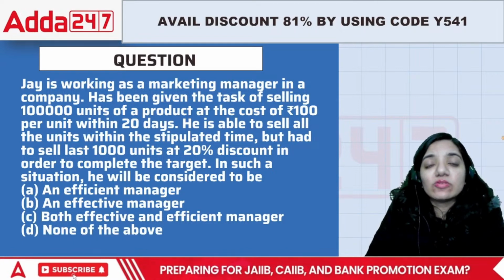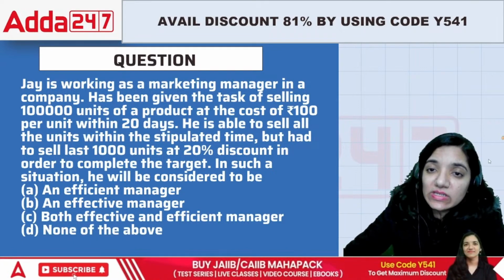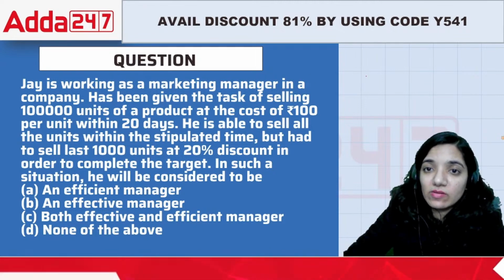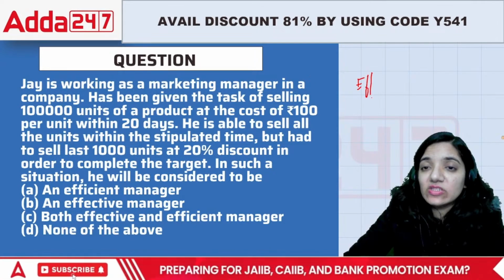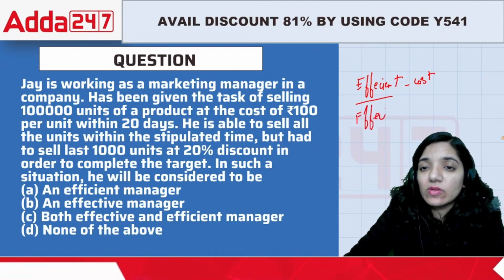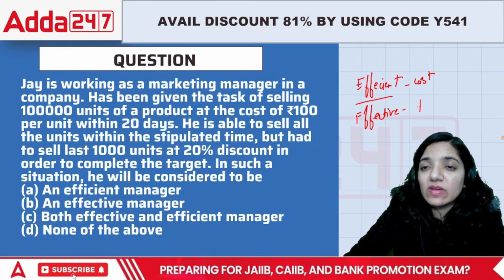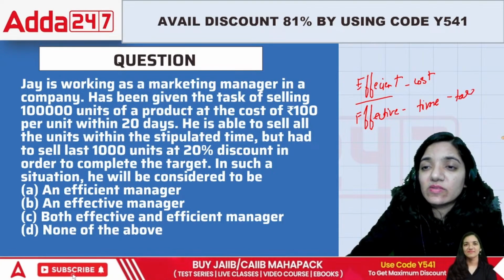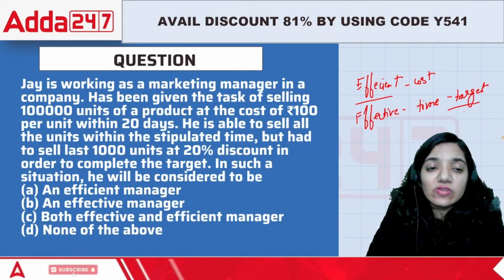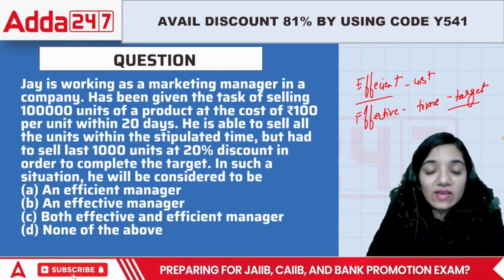Okay, let's talk about it. The person who is able to finish his task within a specific amount, if he knows how to control the cost, is called efficient. If he knows how to finish off the work within a stipulated period of time, that means it is based upon completion of the target within a specific period of time. That is what we call effective. So there are two things, efficient and effective.